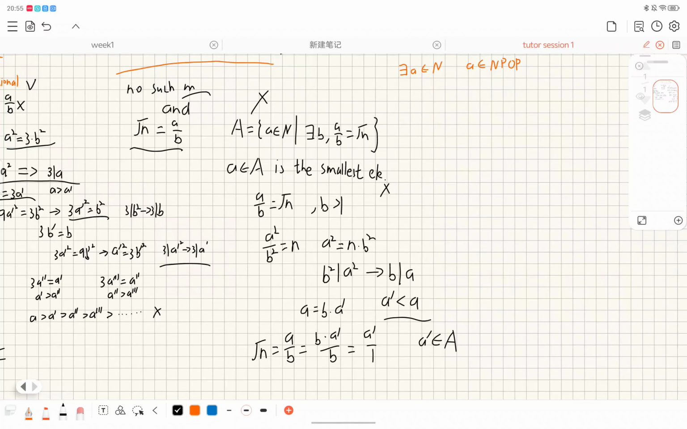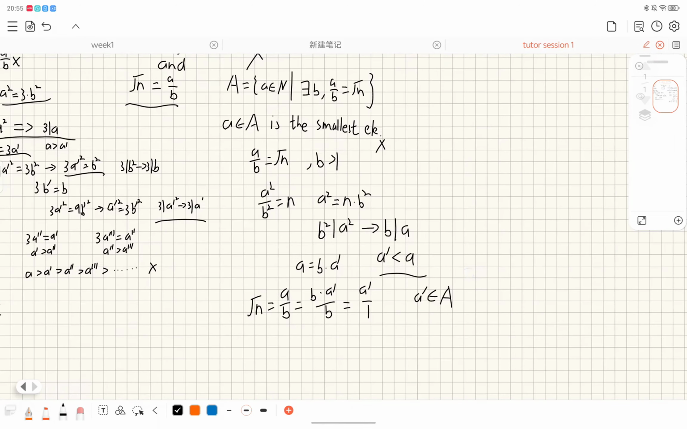Here we use the well ordering. And of course you can use another way. If you know what coprime is, you can do it really simply. Here I just showed another way.